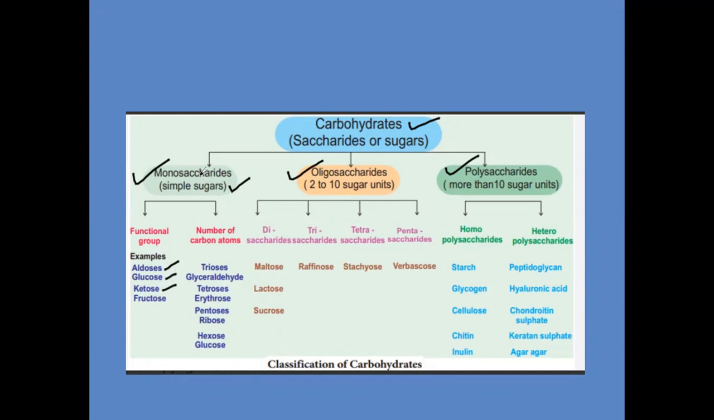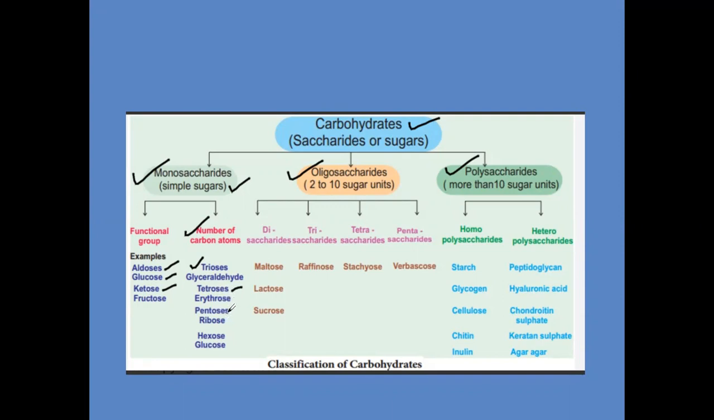And we can classify the monosaccharides into different types based on what? Number of carbon atoms. Suppose if you take number of carbon atoms 3, that carbohydrate is called what? Triose. Here OSE indicates what? Sugar. So monosaccharides will be of different types based on number of carbon atoms present in each molecule. If each molecule contains 3 atoms of carbon, triose. Example, glyceraldehyde. If 4 carbons present, tetrose. Tetra means 4. Tetrose, and example erythrose for that.